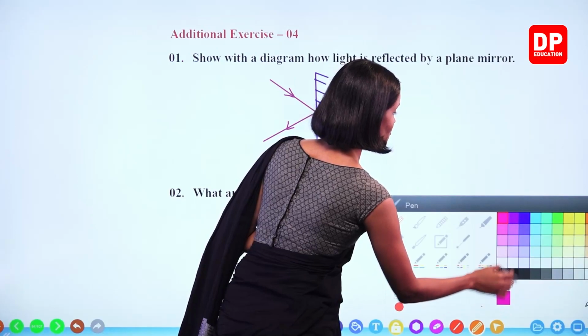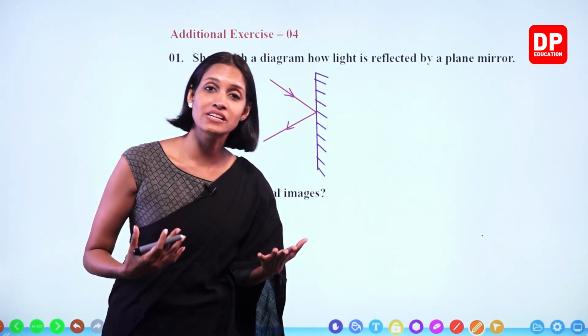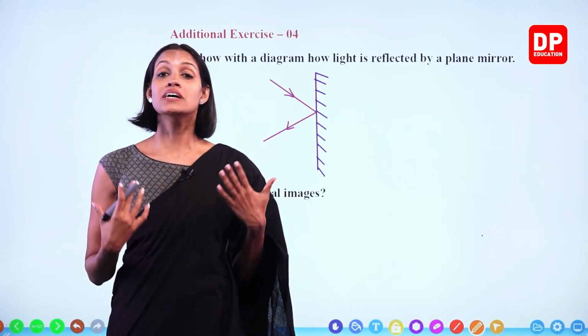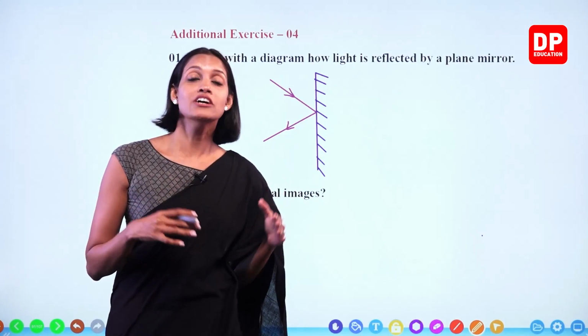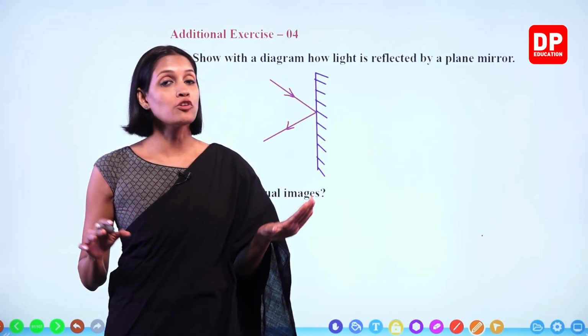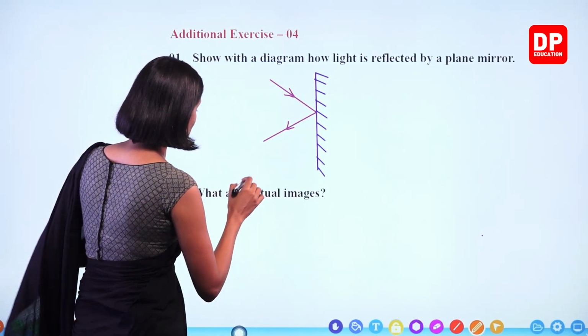What is the meaning of a virtual image, children? There are two types of images, real images and virtual images. Real images are the images that can be taken onto a screen. Virtual images cannot be taken onto a screen. Okay? So what are virtual images?